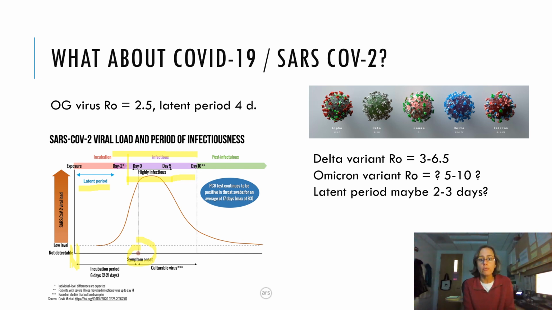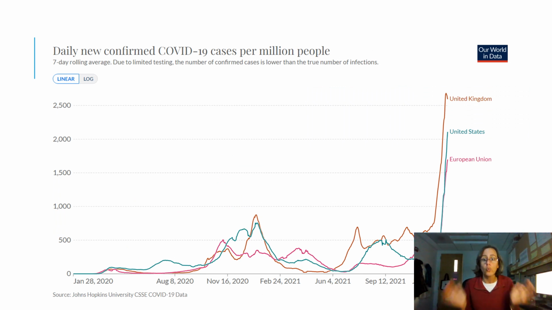And then most recently, Omicron came on the scene, in the summer of 2022, and its R0 was somewhere around 5 to 10. It's really hard to know because at this point, lots of people aren't testing anymore, and we don't have good data, and we think the latent period is as short as 2 to 3 days. So higher R0, shorter latent period, so really rapid transmission.